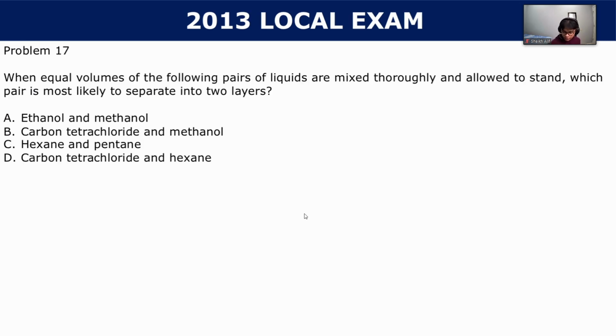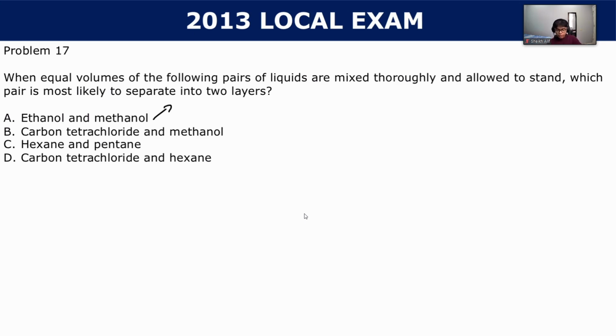Okay, let's take a look at the next one. When equal volumes of the following pairs of liquids are mixed thoroughly and allowed to stand, which pair is most likely to separate into two layers? Well, what you need to know about this is that like dissolves like. So polar dissolves polar, nonpolar dissolves nonpolar. But when you put polar and nonpolar together, they're going to separate into two layers. It's like water and oil.